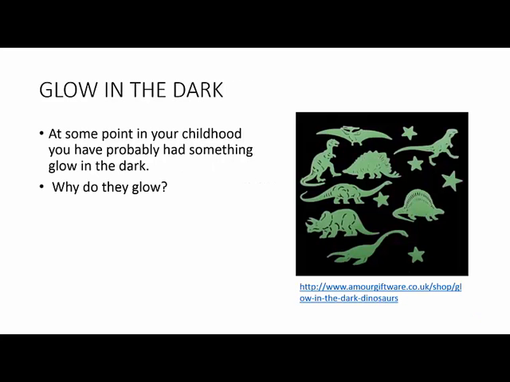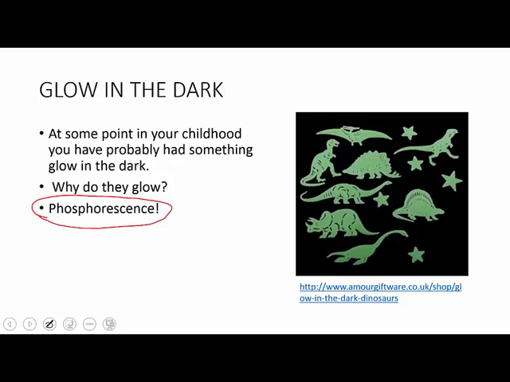At some point in your childhood, you've probably had something that glows in the dark. Maybe a glow-in-the-dark soccer ball or glow-in-the-dark stars. But the question is, why do these materials glow? And the answer is phosphorescence. Very generally, phosphorescence is the emission of light in a similar manner to fluorescence, but on a longer time scale. So to adequately explain this, I will walk you through the basics of light emission, explain the differences between fluorescence and phosphorescence, and then explain why phosphorescence lasts longer than fluorescence.